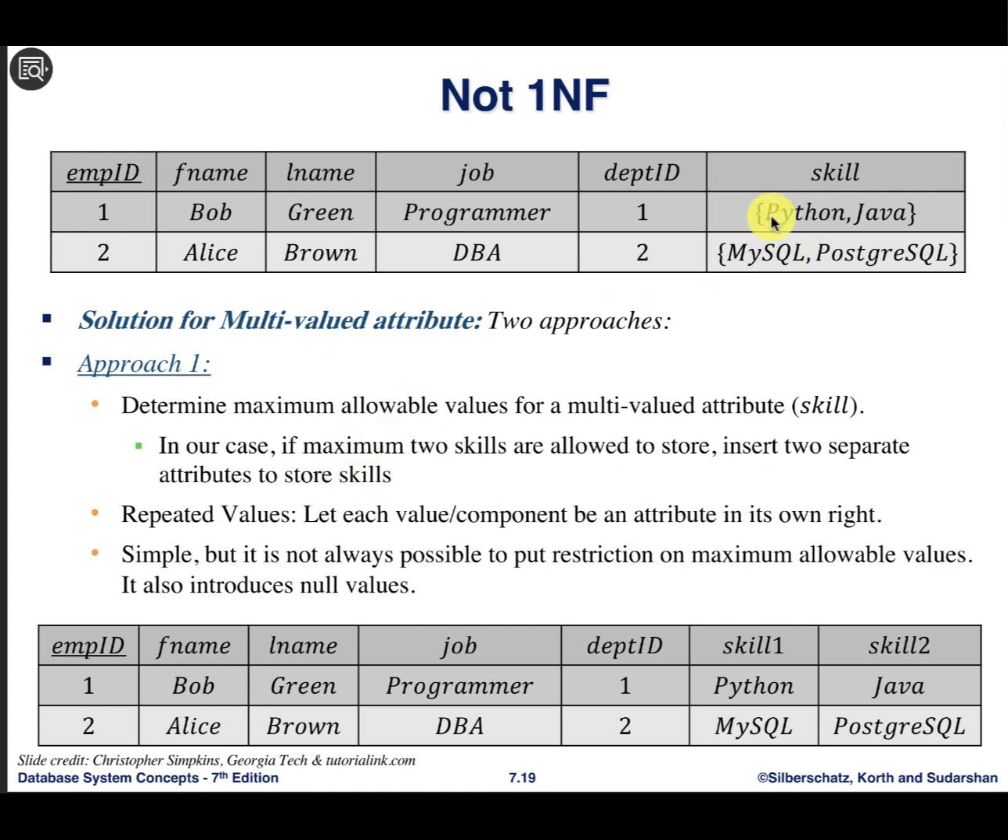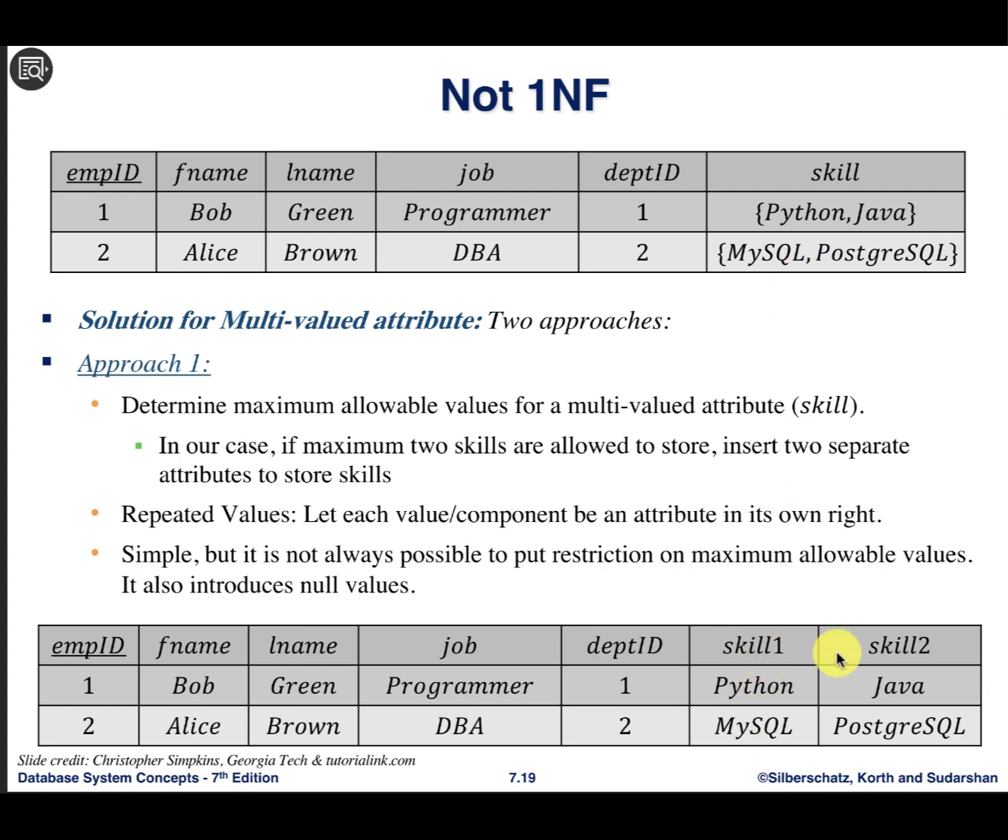You can determine what the maximum number of skills will get. How many maximum skills do you expect in the day? This is one solution. Maybe not good, but it's a solution. How many skills? Maybe we have at most 2 skills for each employee. That means if you have a multi-value maximum number of 2, I'm going to generate 2 separate attributes in this case to store the skills.